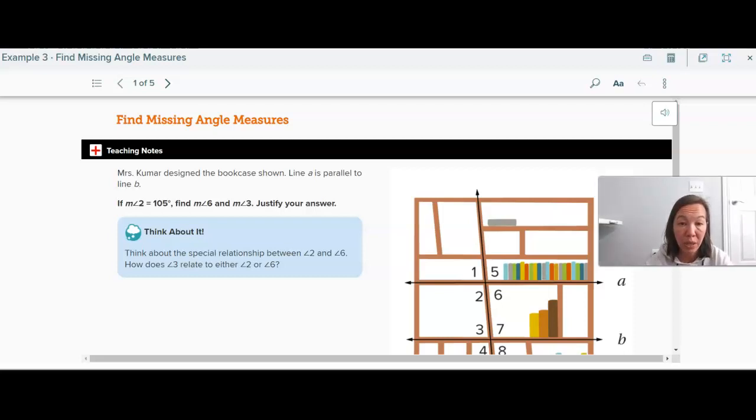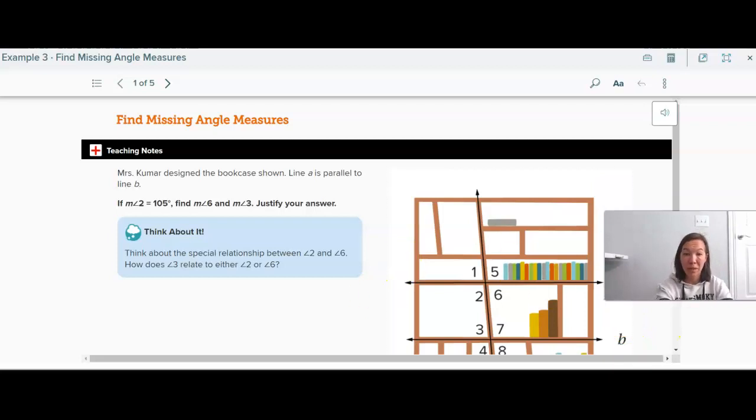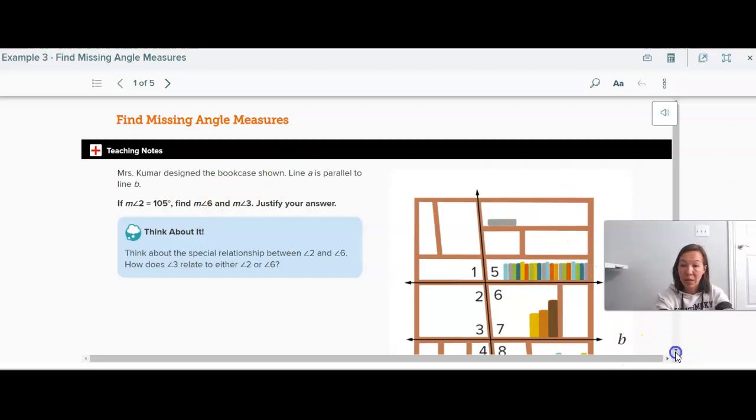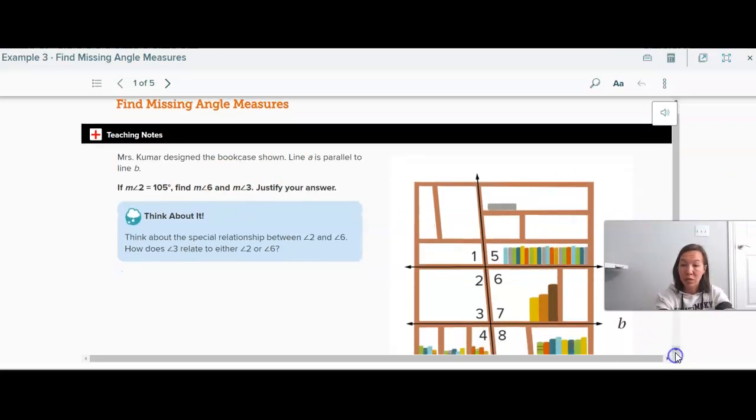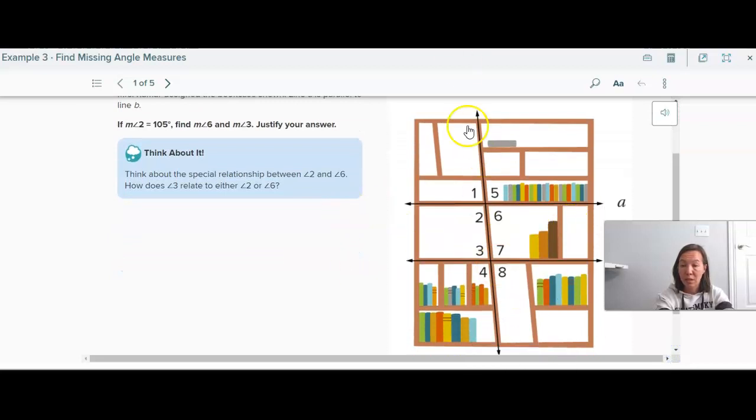Mrs. Kumar designed the bookcase shelf. Line A is parallel to line B. In a bookcase, you typically want your shelves to be parallel, right? And then she also made a fun design where it's not just straight shelves here. But if you think about this, this is parallel lines cut by a transversal. The 2 lines are the shelves, and then this other division is the transversal. So I can look at these 8 angles, and if I know that angle 2 is 105 degrees, I can find any of these other ones.